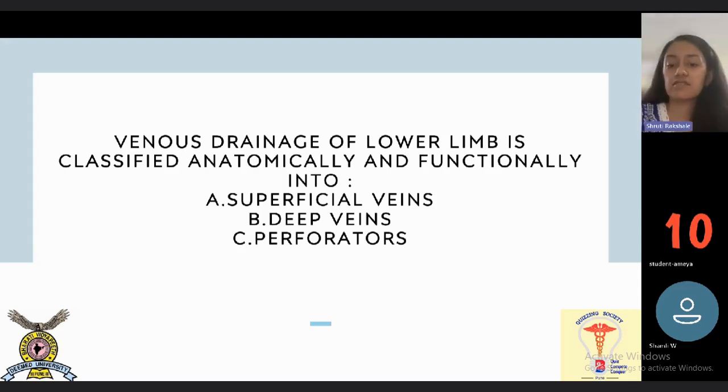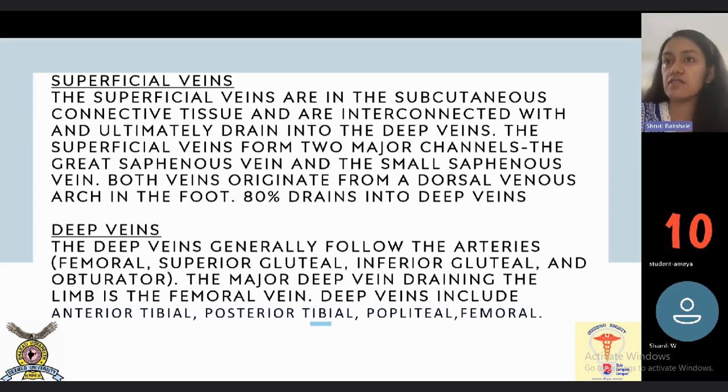So first I'll take a review over the venous drainage of the lower limb. So venous drainage of the lower limb is classified into superficial veins, deep veins, and perforators. So the perforators, they connect the superficial veins with the deep veins. Now the superficial veins are in the subcutaneous tissue and they are interconnected and ultimately they drain into the deep veins.